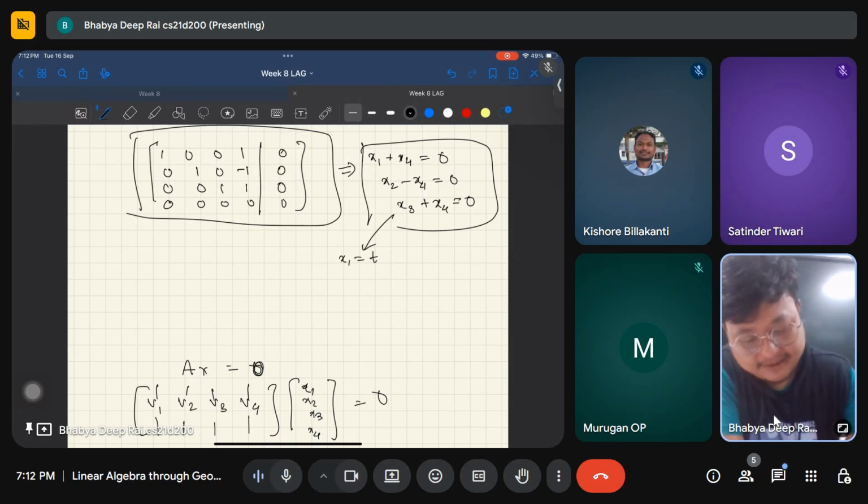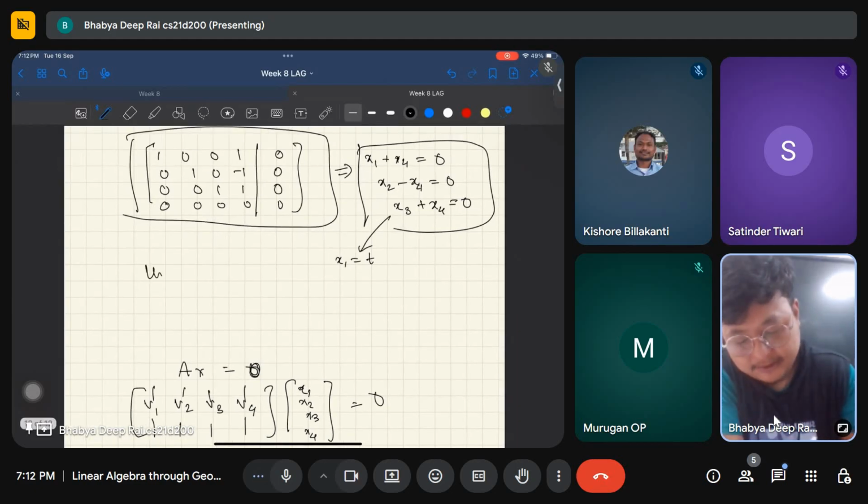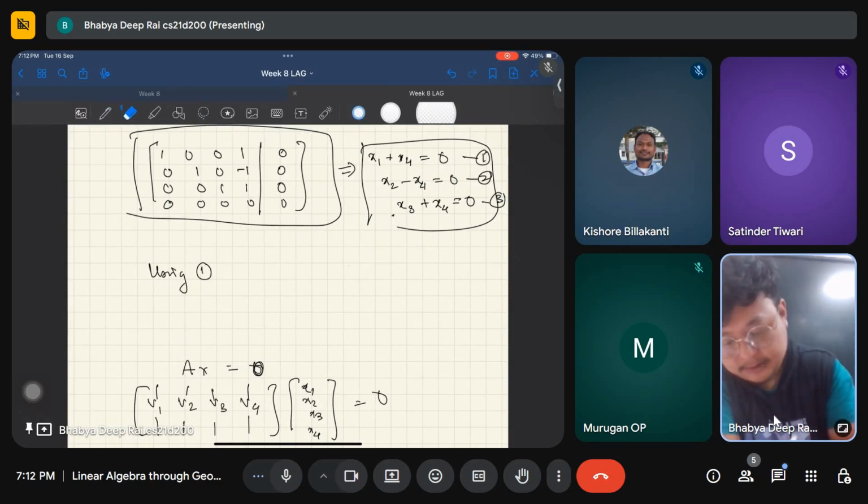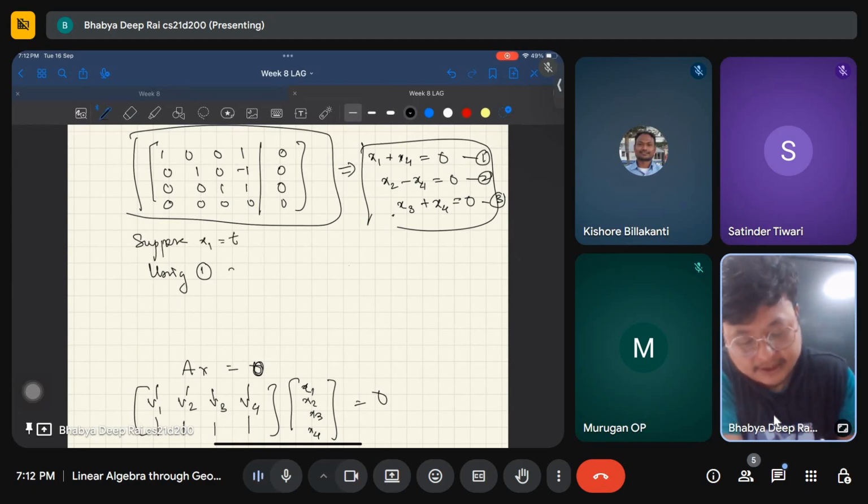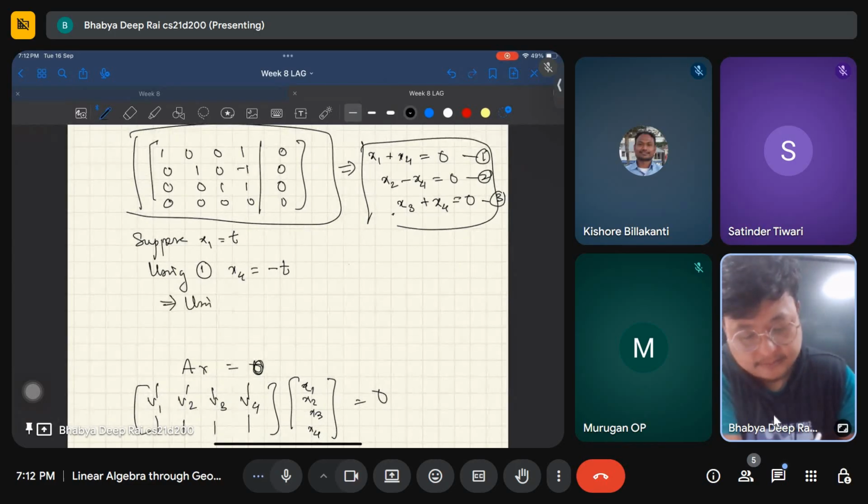Okay, let's call these equations 1, 2 and 3. Suppose x1 equals t. Then using 1 we have x4 equals minus x1, which is minus t. Now let's substitute x4. Substituting into 2, x2 equals x4, which is again minus t.